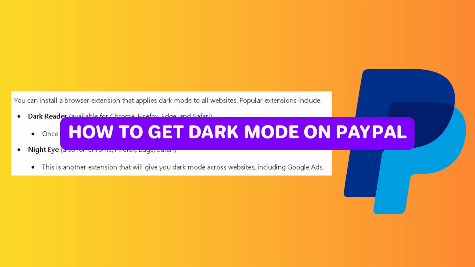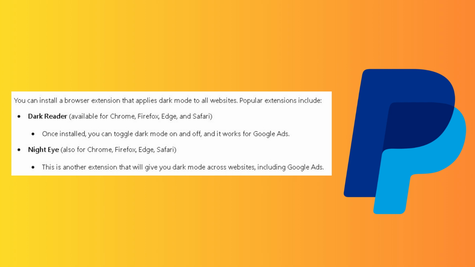In this video, you will learn how to get dark mode on PayPal. First, you can install a browser extension that applies dark mode to all websites on Chrome. The popular browser extensions are Dark Reader. Once this is installed, you can toggle dark mode on and off, and it works for all of Chrome sites.